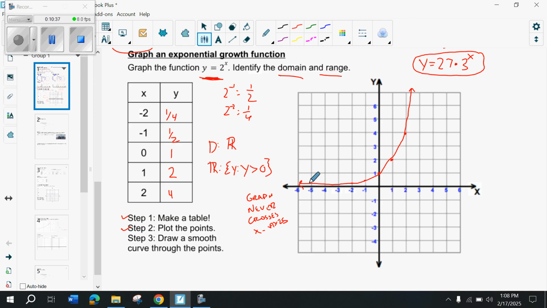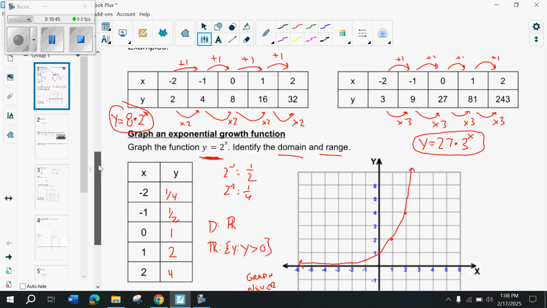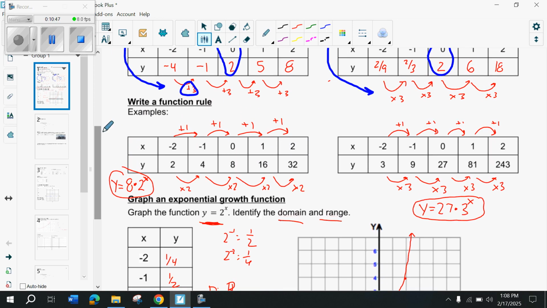Awesome. So that's how we graph our exponential functions as well. So domain, range, how to graph them, how to come up with our equation for exponential functions, and that's how we do it. So enjoy.